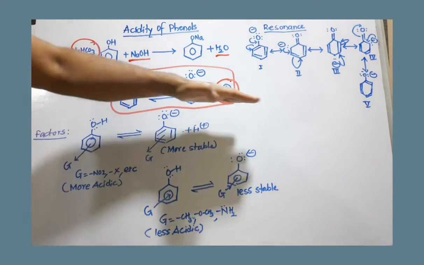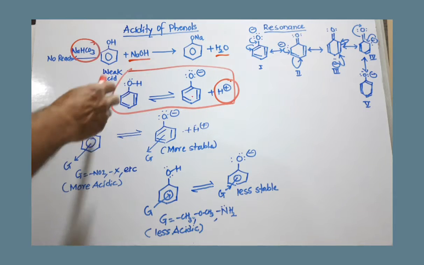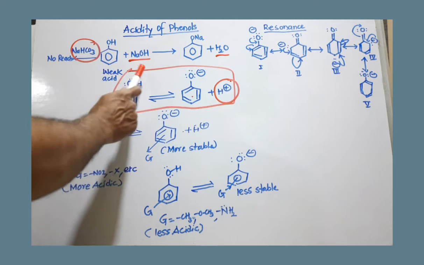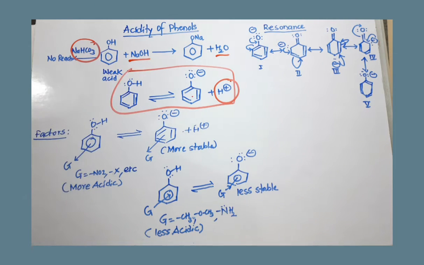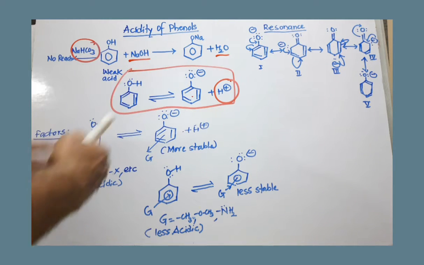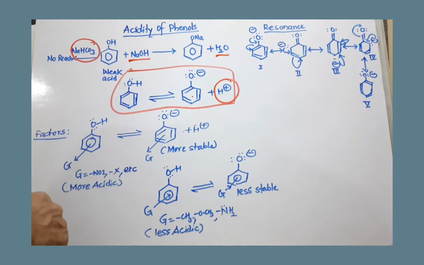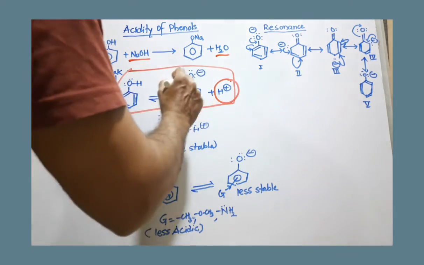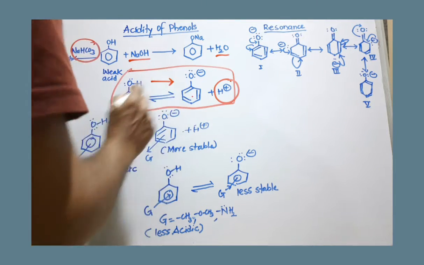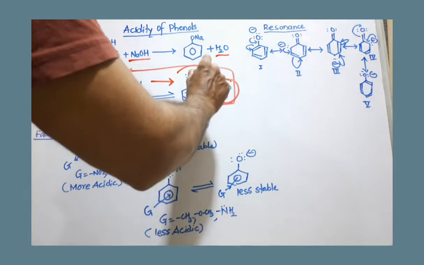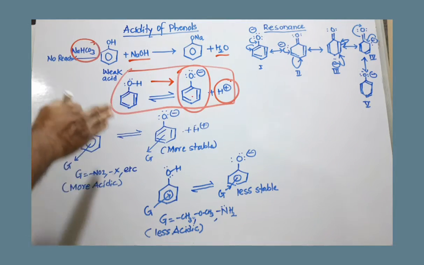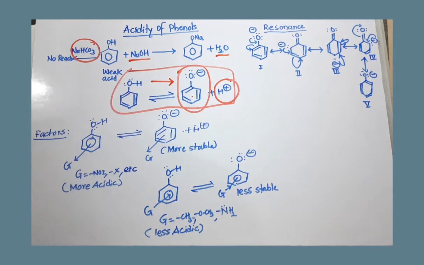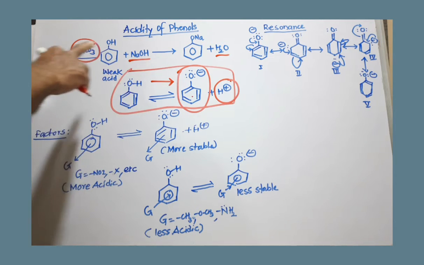If the forward reaction is more favorable, then and only then will this phenol give more and more H plus ion, and it will be more acidic, or it will show the acidity. So this is a very, very important reaction. Now we have to consider which factors are responsible for the increase in acidity of phenol. If this is a forward reaction, that means if this phenoxide ion is more stable, the reaction goes towards the formation of this phenoxide ion more easily, and that means it is more acidic.